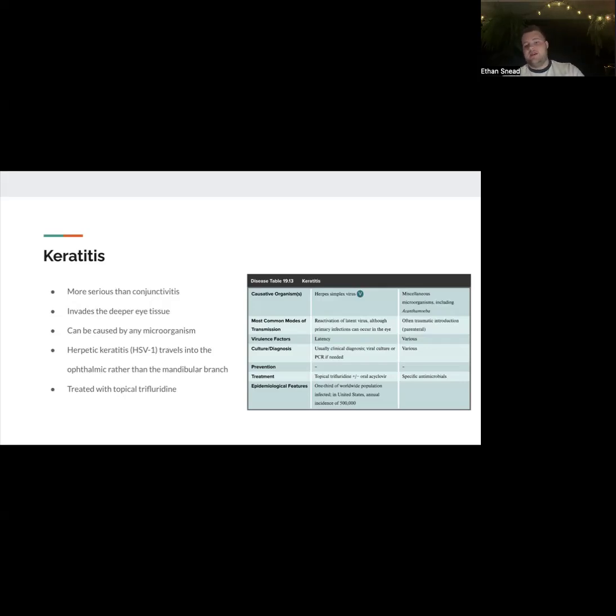Right here to the right is another one of our disease tables, and if you want to take the time to pause this now, it includes a little more detail on the treatment plans, the features, and the cultural diagnosis and the virulence factors and so forth. But as of now, we have completed chapter 19.